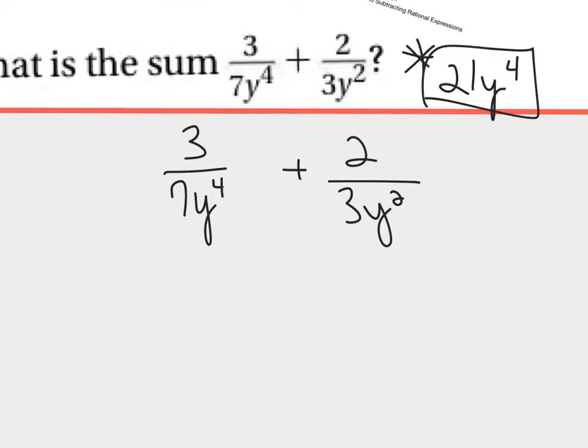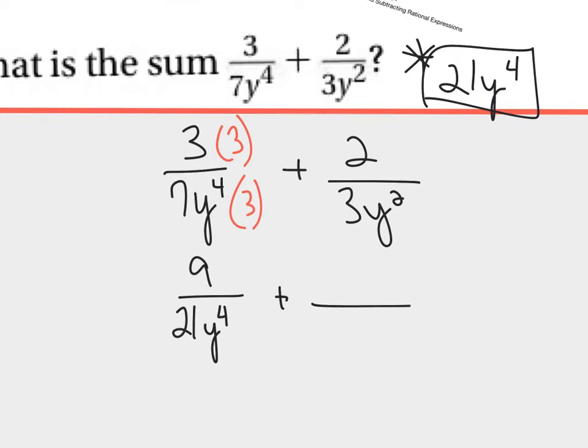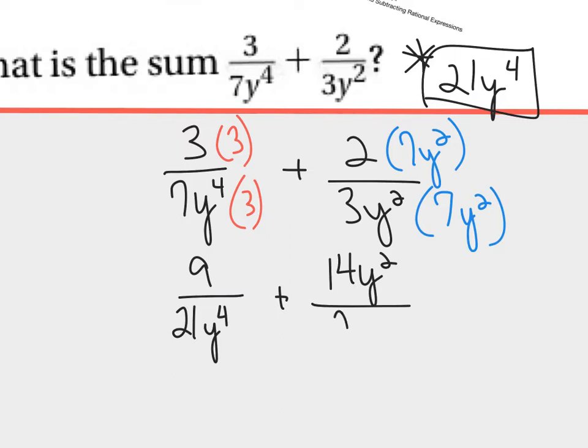So the first one, we've already got the y to the 4th, so 7 times 3 is 21. So that would be 9 over 21y to the 4th. The second fraction, we've got a 3, so we need 3 times 7 to give us 21. We've got y squared, so y squared times y squared would be y to the 4th. So then that would be 14y squared over 21y to the 4th.